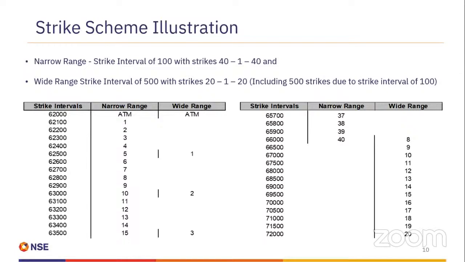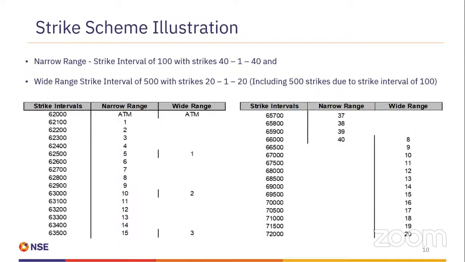The narrow strike scheme is basically the strike interval of 100 with 40 strikes. What this means is from the ATM you will have 40 strikes with an interval of 100. It will start from 62,100, 200 and so on till the 40th strike. The 40th strike comes somewhere around 66,000, so this will give you a coverage of almost 6% from the index.